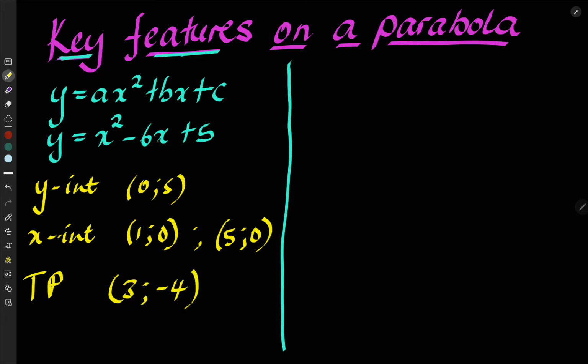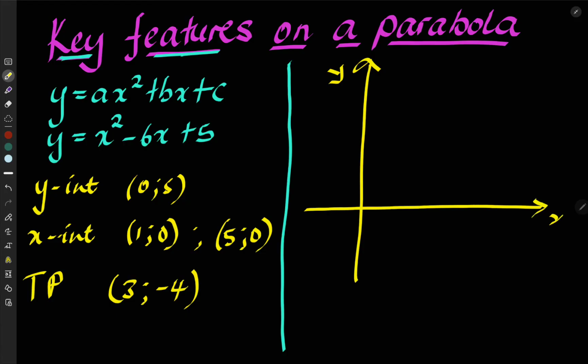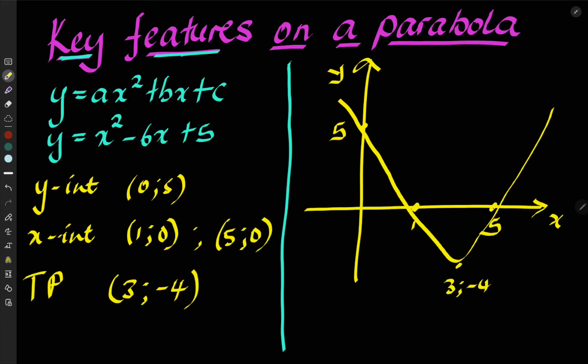So once you have all these 3, you can sketch your graph, and you just have your y-axis and the x-axis and your x-intercepts. That's 1 and 5, and your y-intercept was 5 as well. Then your minimum point was 3 and negative 4. So now once you have all these points in order, you can sketch your graph. And there you go. That is the sketch of the graph y is equal to x squared minus 6x plus 5.